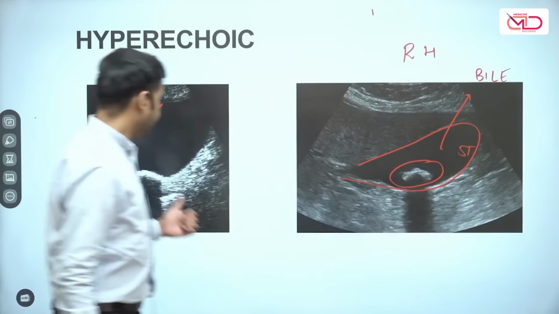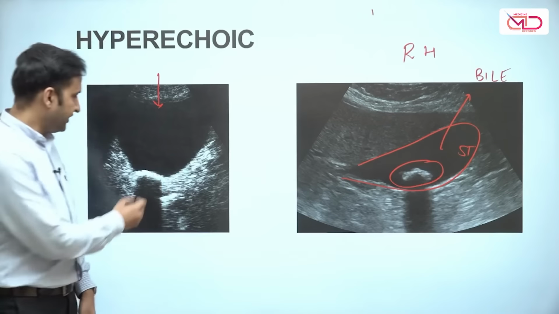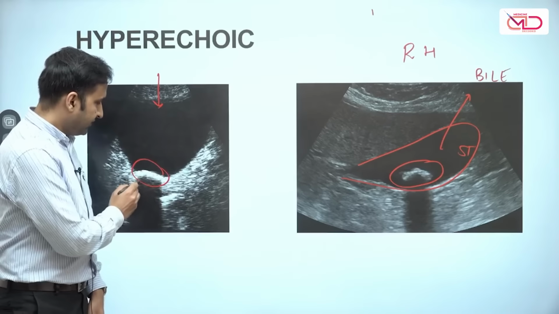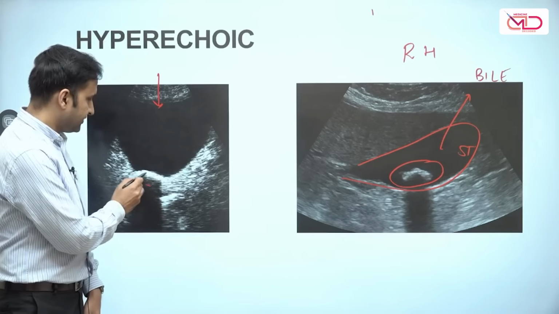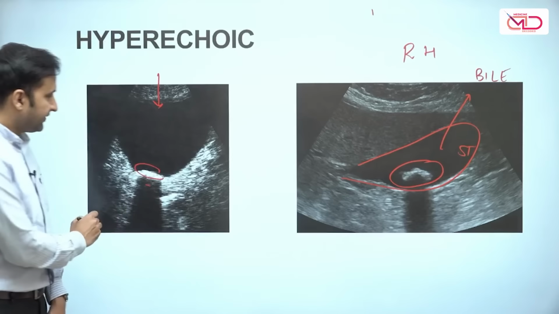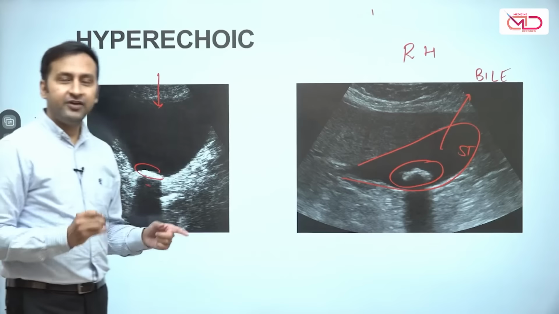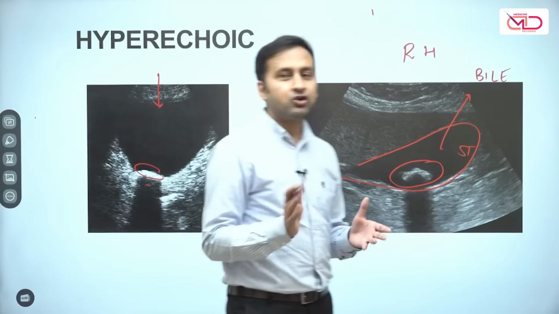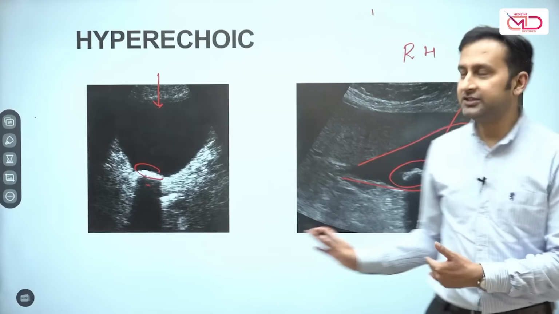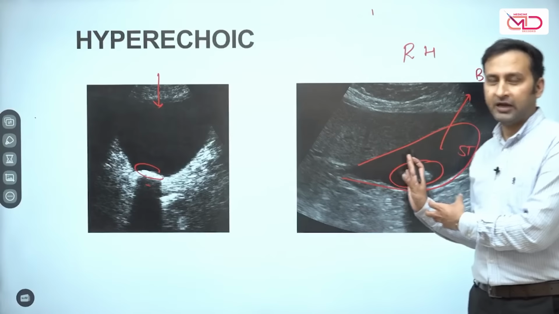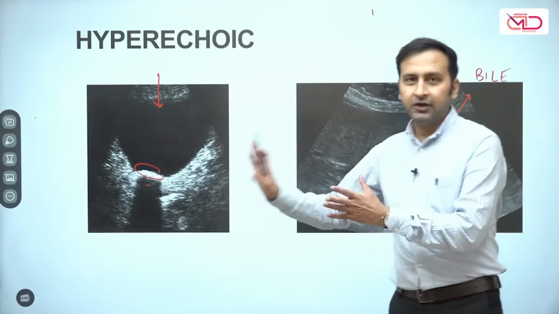And similarly, this is a urinary bladder, and you can see on the dependent wall of the urinary bladder there is a structure which is white. This is responsible for producing a very hyperechogenic image on sonography. So both of these are stones. One was in the gallbladder, the other was in the urinary bladder.